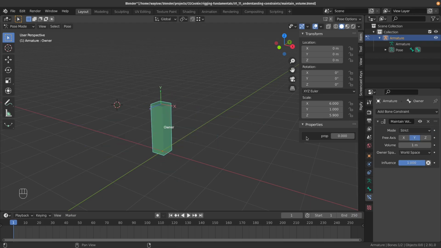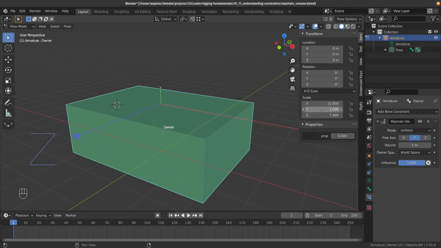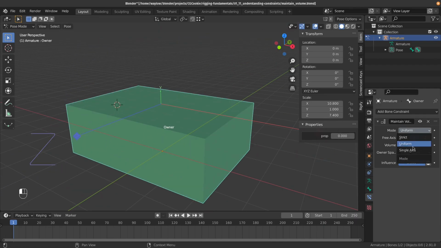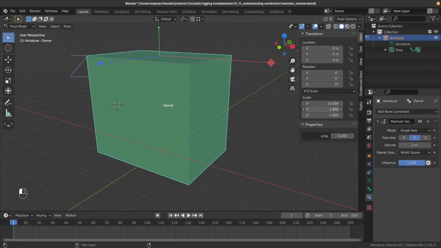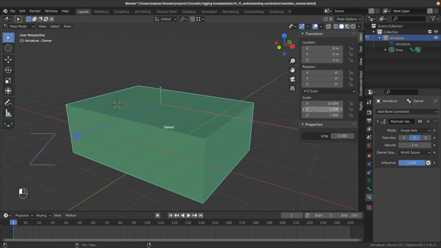So just to recap, the strict will strictly use the free axis scaling. The uniform will let you scale these ones individually, but it will only affect the volume when you scale them all together uniformly. And the single axis kind of does the opposite, where it will only affect the volume when you scale that individual single axis.